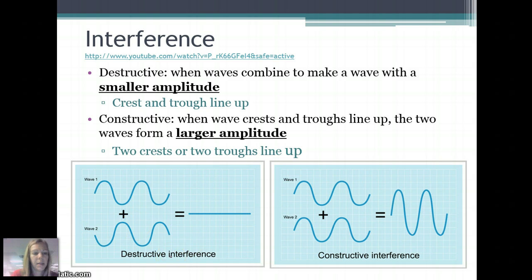And the one thing I don't like about this diagram, and you might want to add this to your notes, is that it really needs to have a rest line. So this is where the medium would be if there were no energy waves moving through it. But since there is an energy wave moving through it, the medium can be disturbed up to the area of the crest or down to the area of the trough.